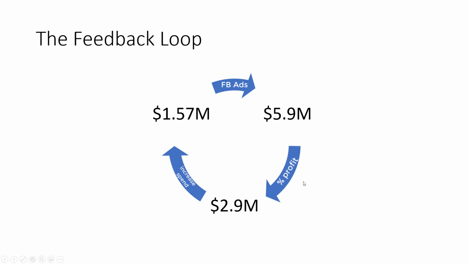We're gonna take half of that, spin it into the ad spend. We're gonna make 5.9 million. Half of that goes into 1.75. We're gonna add 2.9 to 1.75 million. And here we are. We're gonna spend $4.5 million in ads. We're gonna make 16.9 million dollars.